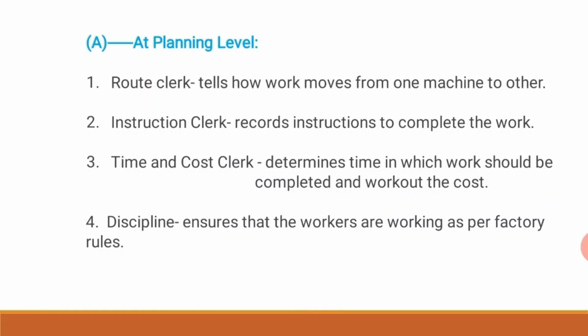Second one, the instruction clerk, records instructions to complete the work. Third is the time and cost clerk. He determines the time in which work should be completed and works out the cost. Now the fourth one should be the discipline clerk. He ensures that the workers are working as per the factory rules.